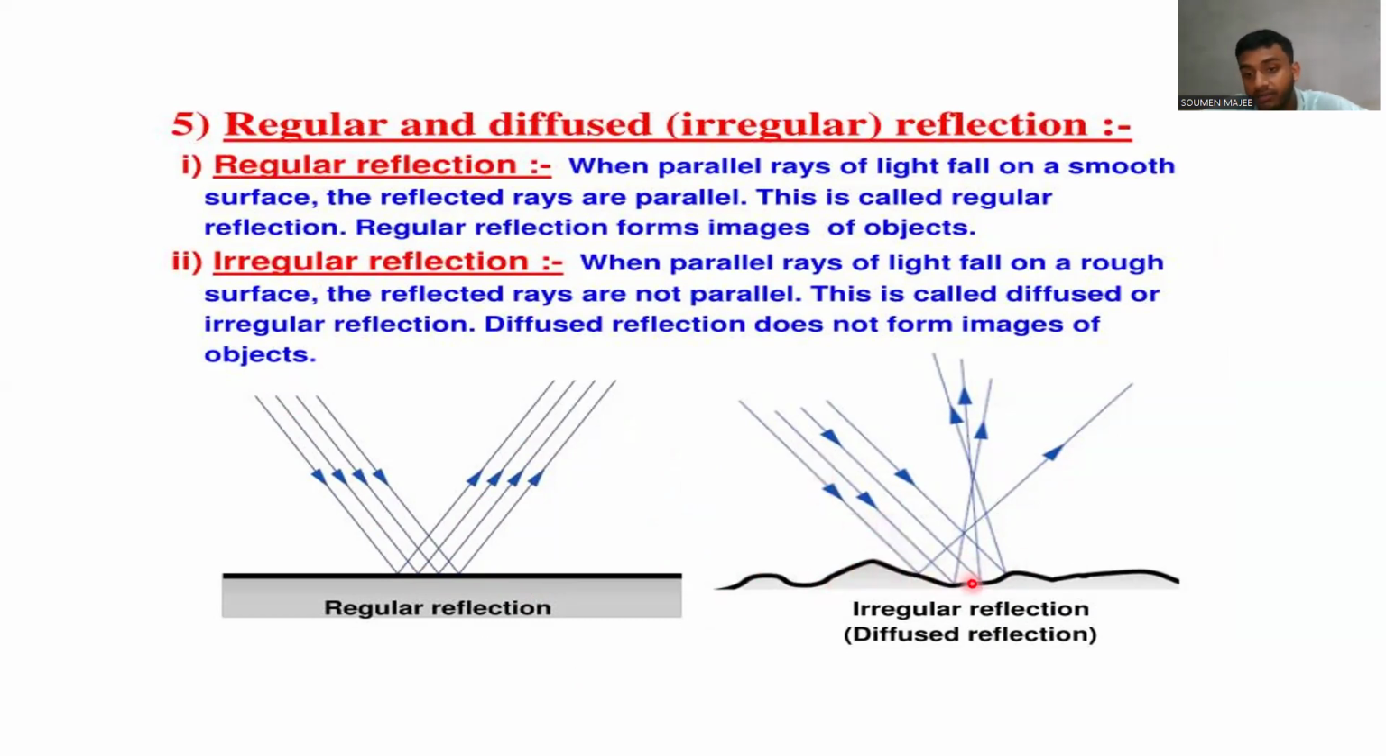Rays come parallelly, but they are reflected in a diffused or irregular way. So it is called diffuse reflection or irregular reflection. For regular reflection, what happens? The image is formed very clear, but for diffuse reflection, the image is not a clear one. These are the two main differences between regular reflection and irregular reflection.